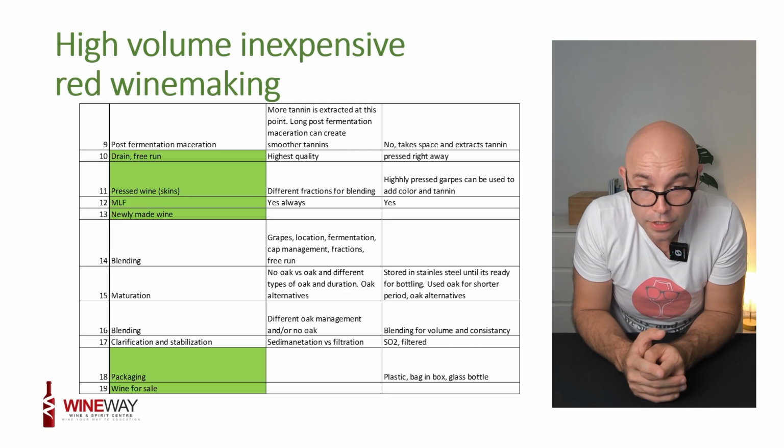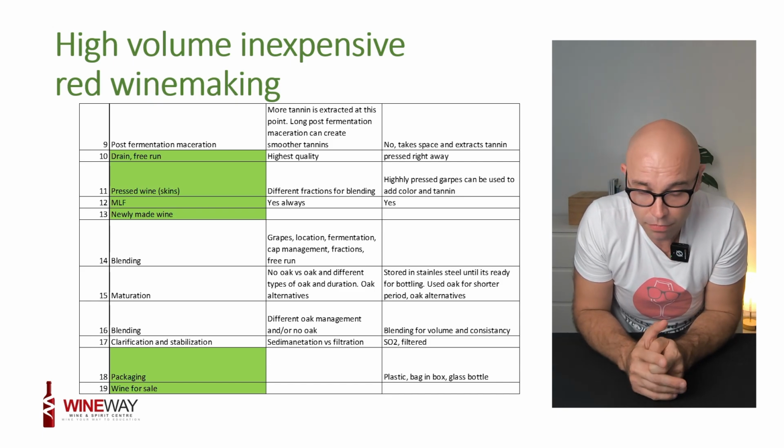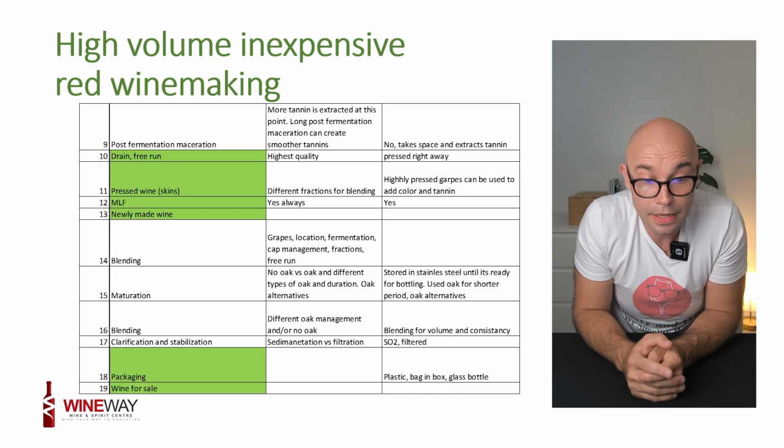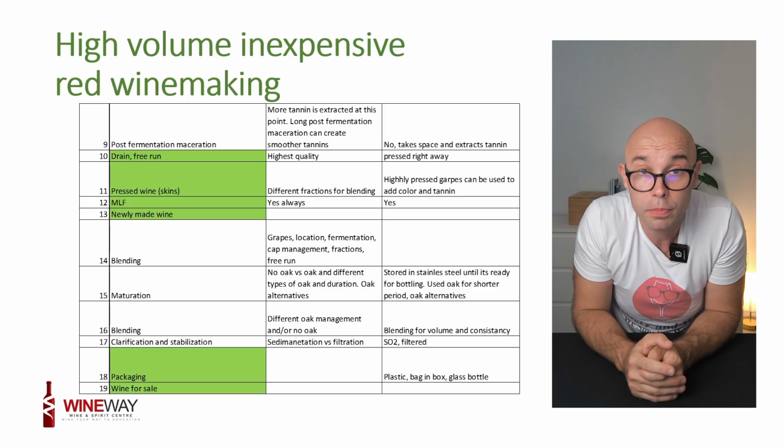Pressed wine, highly pressed grapes can be used to add color and tannin. Malolactic conversion is going to be done, yes. You have the newly blended wine. Blending is going to be done for volume purposes, for consistency. Maturation, storing wines in stainless steel until the wine is ready for bottling.